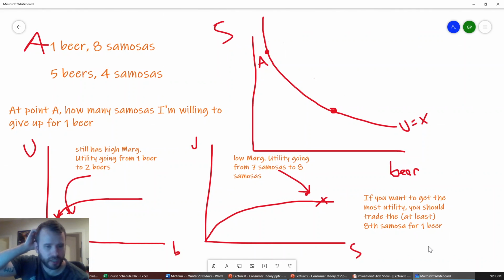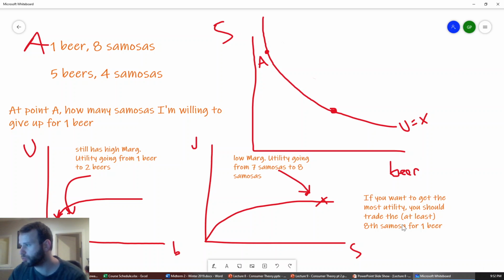So basically, if you're using marginal analysis or marginal utility as your deciding factor, which you should, that's the rational way to think about this, you want to consume some mixture between beers and samosas. At point A, you're consuming an extreme amount of samosas, very few beers. So the additional beers you consume are going to give you a high marginal utility going from that first beer to the second beer. But if you trade for a samosa, you're only losing a little bit of utility from the samosa that you give up, because you're already at a very low marginal utility state going from 7 samosas to 8 samosas. The 8th samosa has a very low marginal utility.